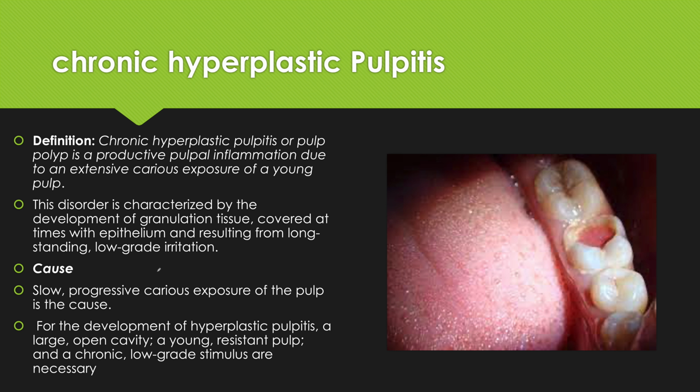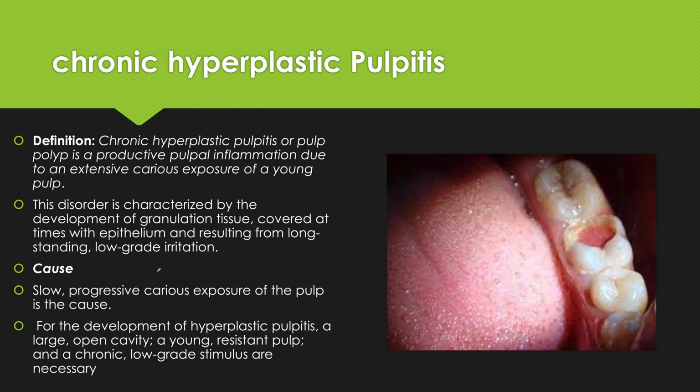Next is chronic hyperplastic pulpitis, or pulp polyp. It is a productive pulpal inflammation due to an extensive carious exposure of a young pulp. This disorder is characterized by development of granulation tissue, which is covered at times with epithelium, resulting from a long standing low grade irritation. The cause is slow progressive carious exposure of the pulp.